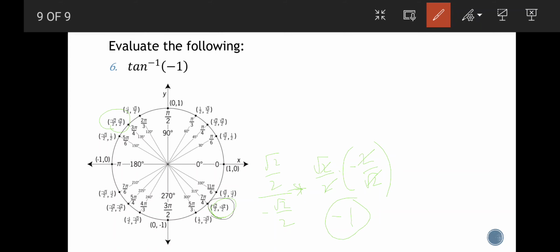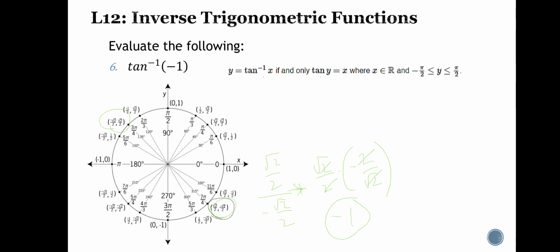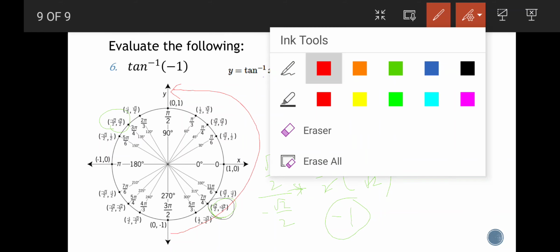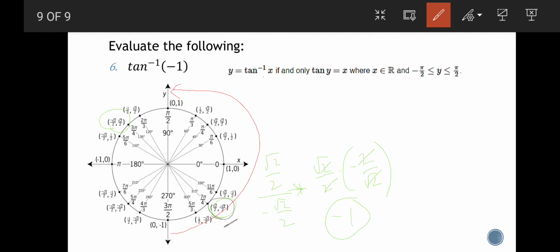However, again, we will consider our range. Take note, it should only be from negative pi over 2 up to positive pi over 2. So take note, 3 pi over 4 is not within that range. Therefore, it is eliminated as our answer.